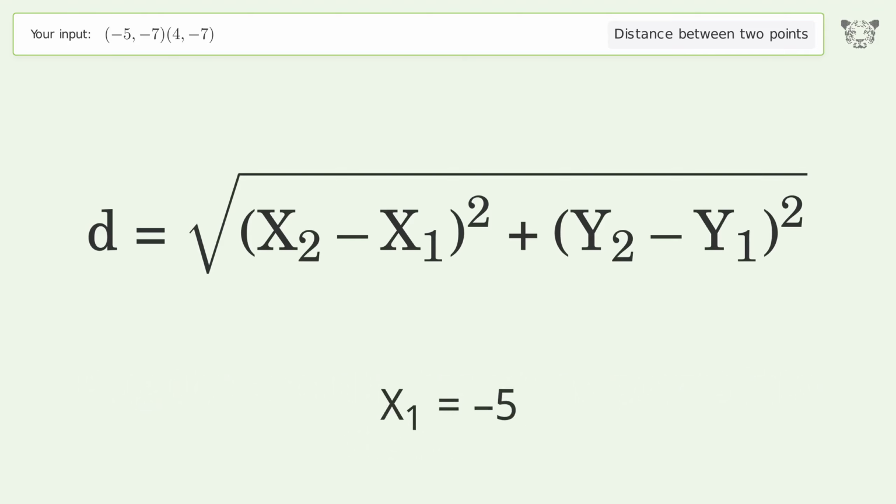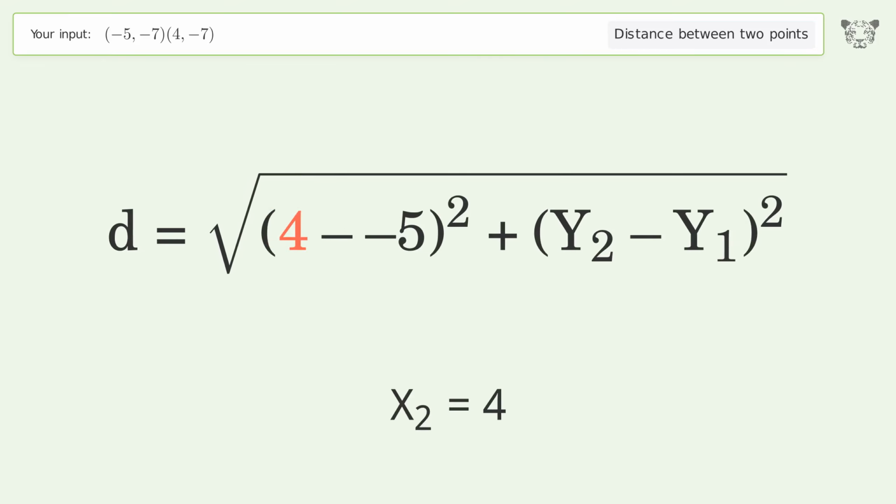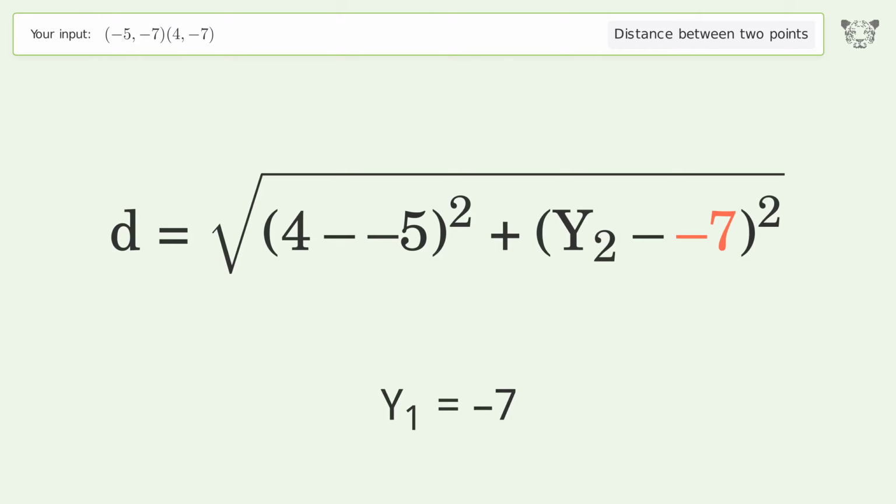x1 equals -5. x2 equals 4. y1 equals -7. y2 equals -7.